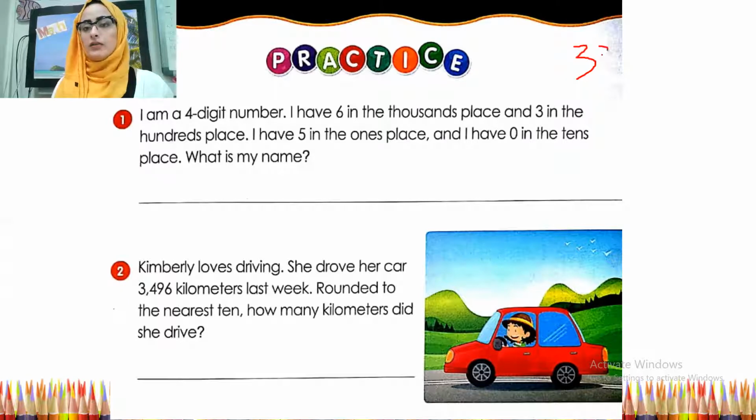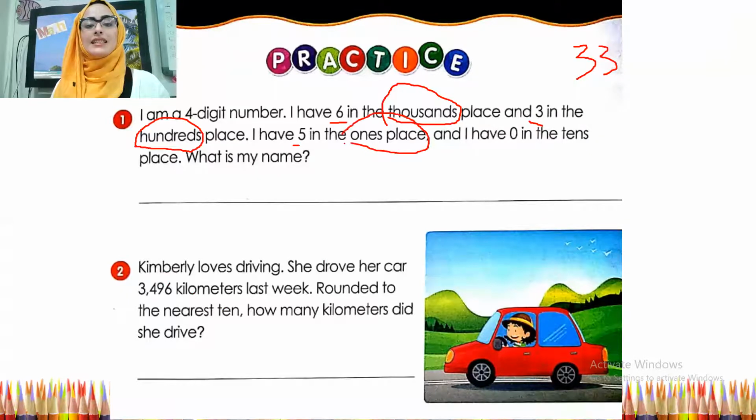Here, we have the problem solving on page 33. Okay, I'll read it for you. I am a 4-digit number. I have 6 in the thousands place, 3 in the hundreds place, 5 in the ones place, and I have 0 in the tens place. What is my name? That means I have to say that number.